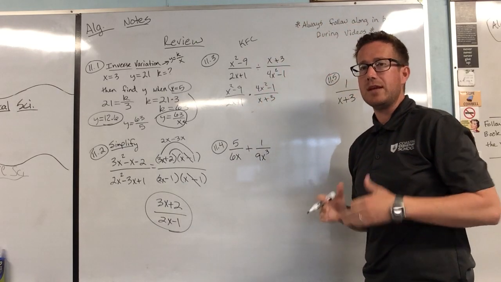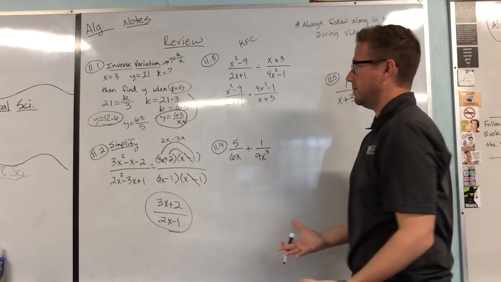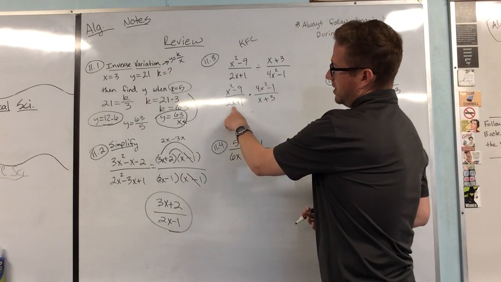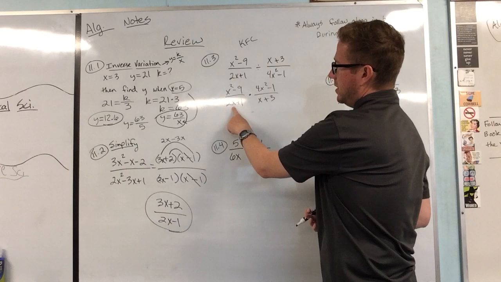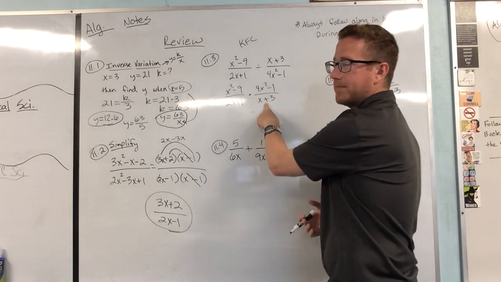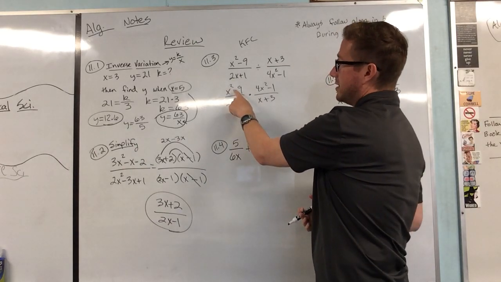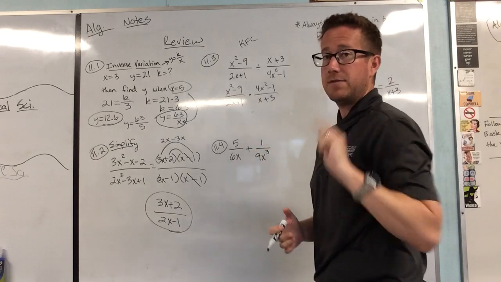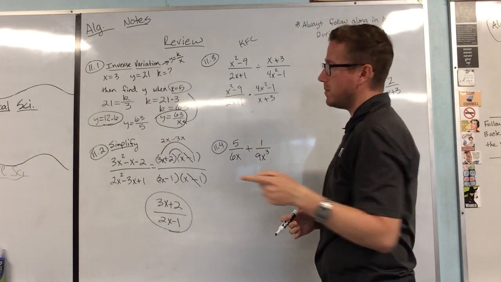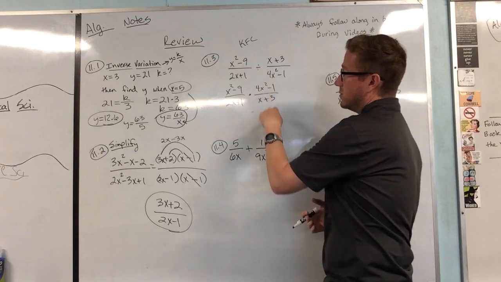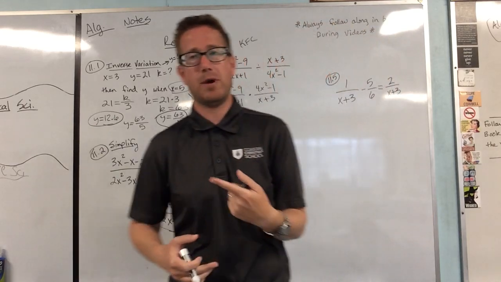Okay. Now, when you look at the whole problem, this 2x plus 1, nothing can happen here. x plus 3, nothing can happen here. But the x squared minus 9, I can factor that. That's a perfect square binomial. 4x squared minus 1, that's another perfect square binomial.